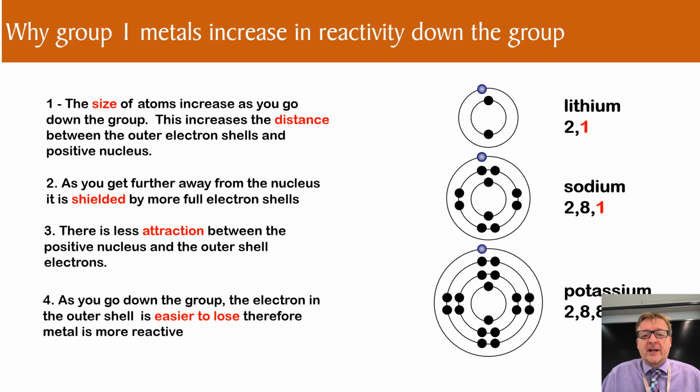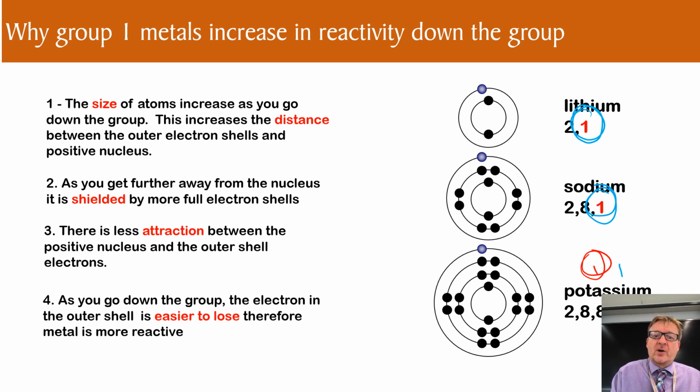Right, why do group 1 metals increase in reactivity down the group? What a group 1 metal always wants to do is lose its outer electron. There's a 1 behind there as well. Okay, I'll just do it in there. They always want to lose those.